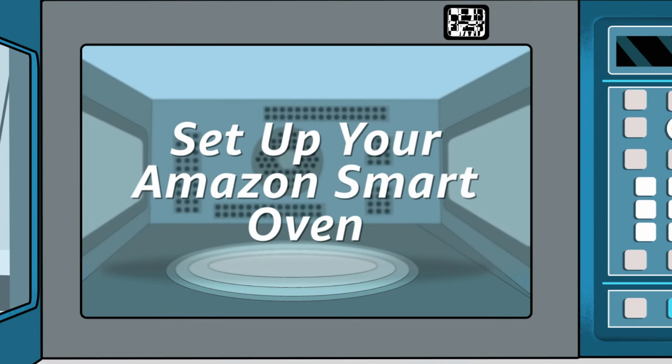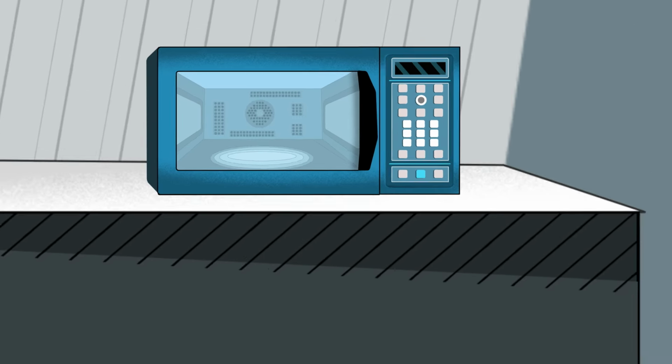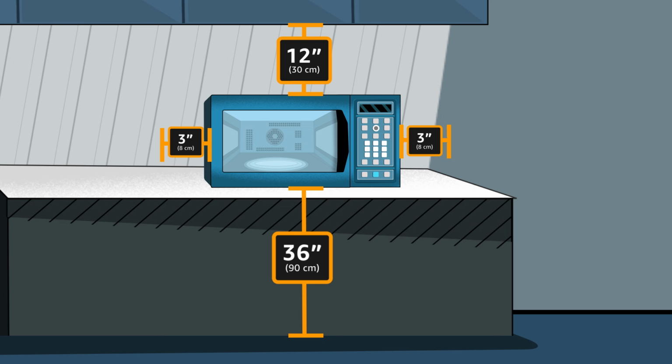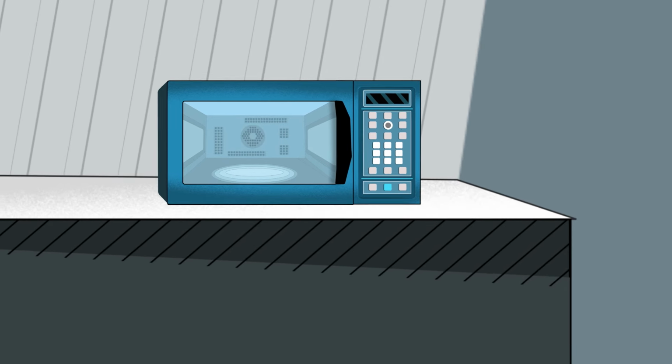Set up your Amazon Smart Oven. Select a location for your device that is at least 36 inches, 90 centimeters, from the ground. The device also needs at least 12 inches, 30 centimeters clearance on top, and at least 3 inches on the sides. See the user manual for more installation information.